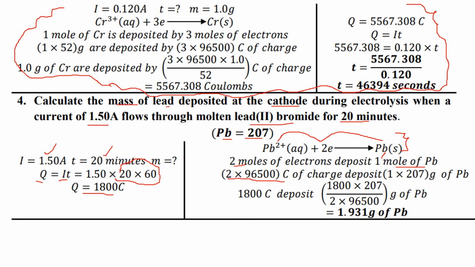So 1 mole is equivalent to the relative molecular mass of any element or substance. In terms of mass, it is the same as 1 times 207. So what about the charge that we calculated, which was 1800? It is the one that is going to give us the mass of lead that was deposited, because it's the charge that passed through that electrolyte. So 1800 coulombs is going to give us the following expression, which gives a mass of 1.931 grams of lead, and that was the mass of lead that was deposited at the cathode.